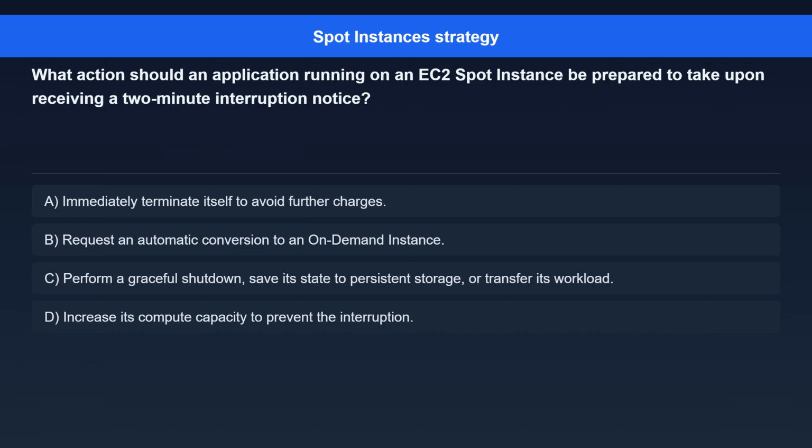Question 5. What action should an application running on an EC2 Spot instance be prepared to take upon receiving a 2-minute interruption notice? Option A. Immediately terminate itself to avoid further charges. Option B. Request an automatic conversion to an on-demand instance. Option C. Perform a graceful shutdown, save its state to persistent storage, or transfer its workload. Option D. Increase its compute capacity to prevent the interruption.